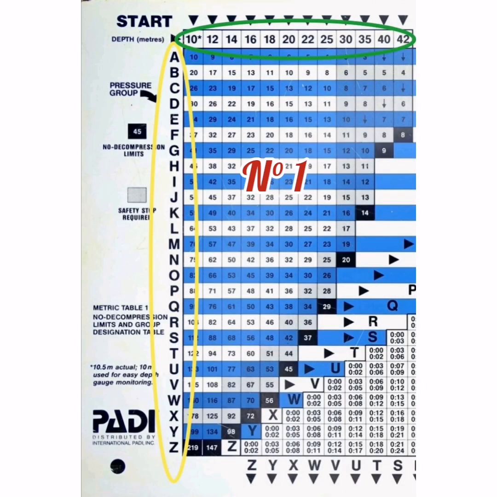Okay, right now in chart number 1, we are going to see in green on top the different depths at which we are going to dive. And on the left-hand side in yellow, you can see the different pressure groups that you will have after the dive. What does that mean? That means the amount of nitrogen that you are going to have in your body after the dive. For example, if you have pressure group B, you don't have too much nitrogen in your body. But if you have pressure group Z, you have a lot of nitrogen in your body.